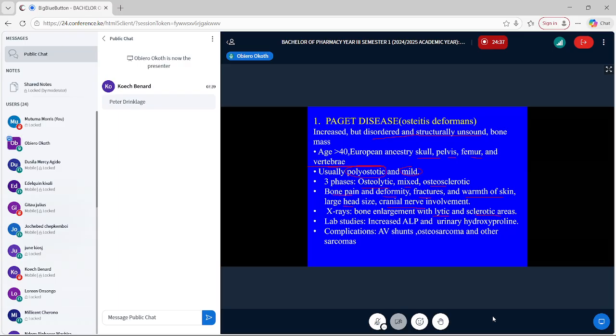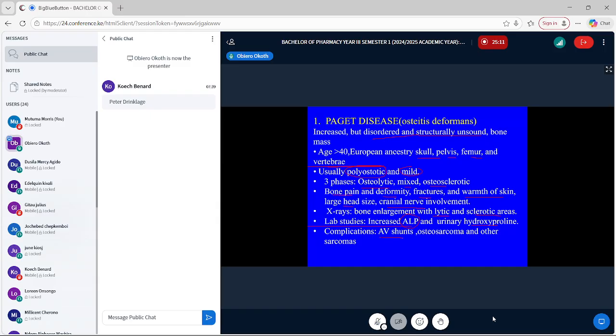You have increased alkaline phosphatase. We said if you see increased alkaline phosphatase it means you have too much bone being laid down. You have too much osteoblastic activity. You have urinary hydroxyproline. These are components of type 1 collagen. So there is a lot of type 1 collagen being broken down because again, there's an osteolytic process also going on.